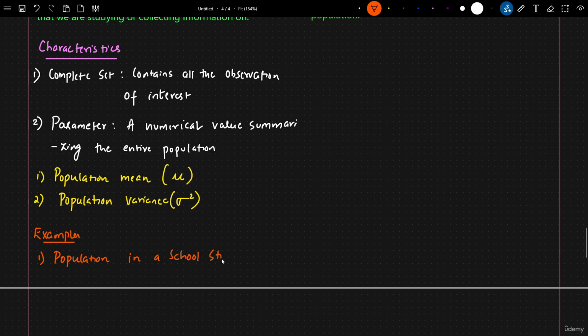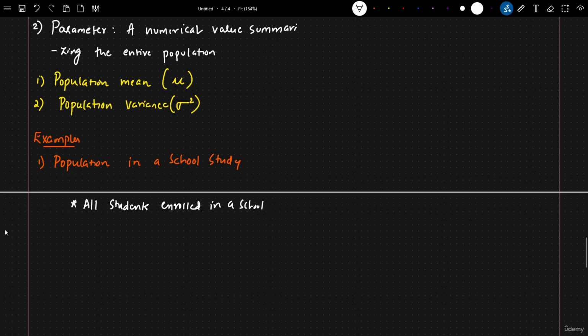So if I am having a use case like a school study, the population will be nothing but all students enrolled in a school, right? Enrolled in a school. So this will be my entire population data.